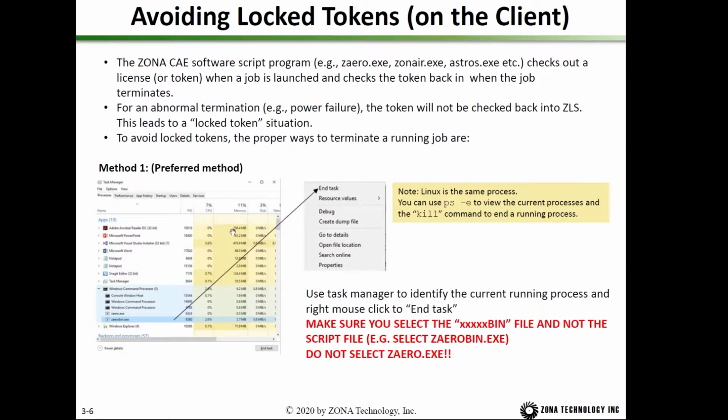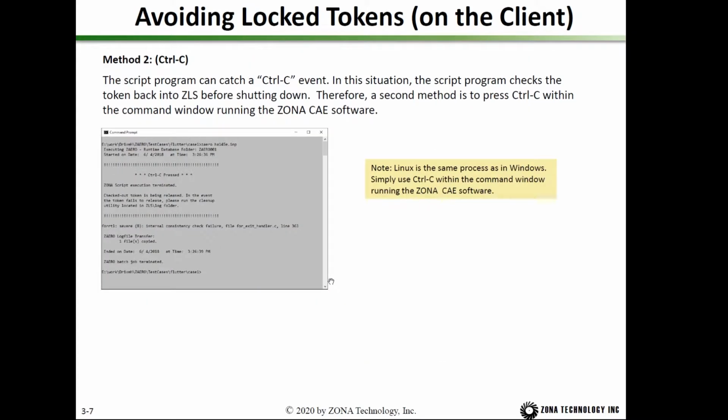When you want to kill a ZONAIR job, the best way is to go into the task manager, select the ZONAIR bin.exe, and end the job. You don't want to select the ZONAIR.exe. Another way to kill a ZONAIR job is to type Control-C, and in this case, ZONAIR can release the token back to the ZLS.